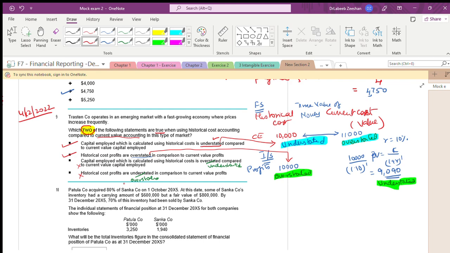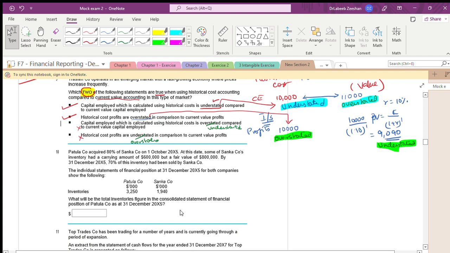Is it clear? Yes, it's clear. Okay. Any doubt? You ask me. That's very important.